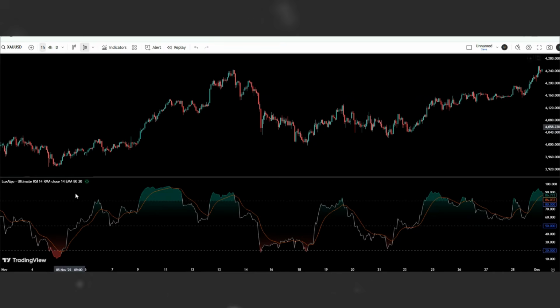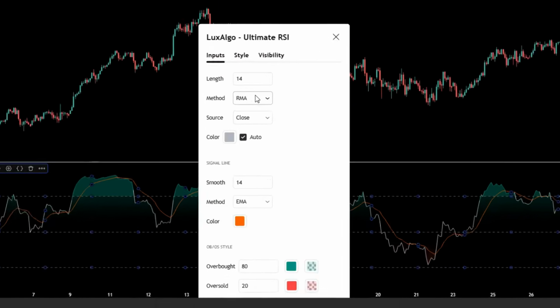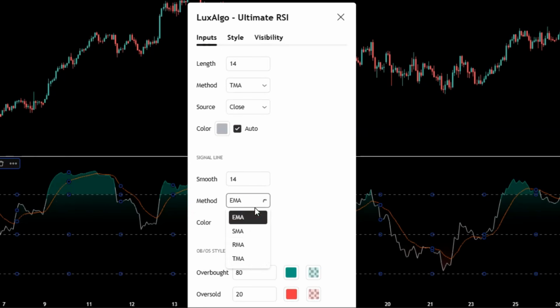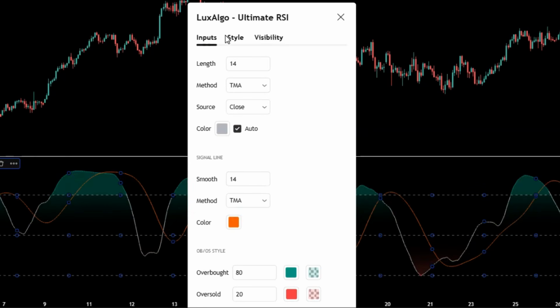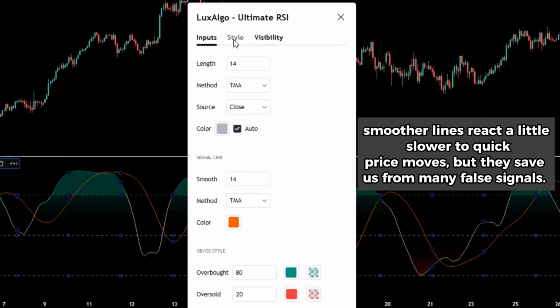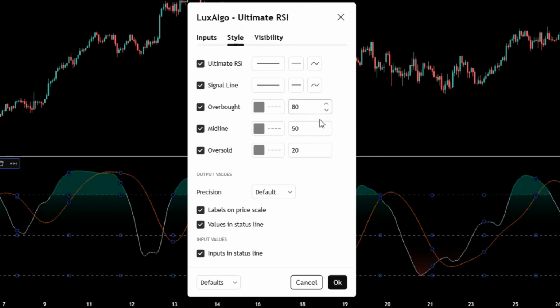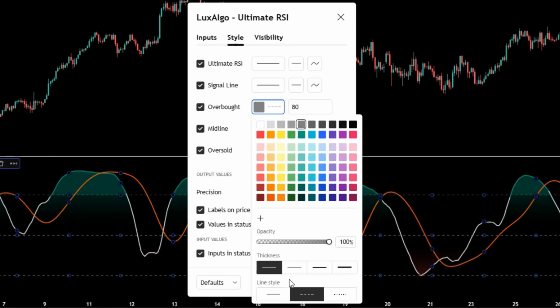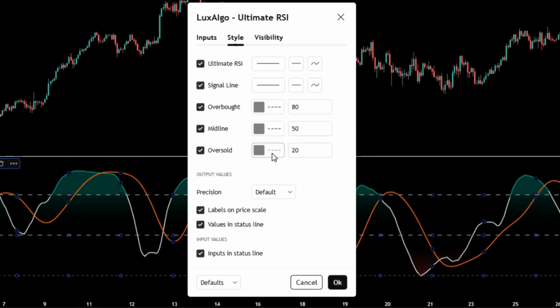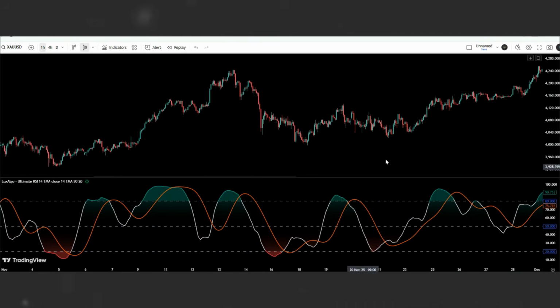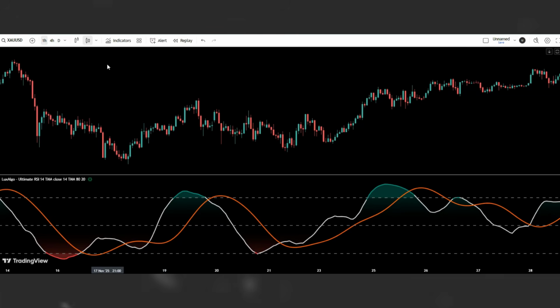Now let's make it even better. Open the indicator settings. For both the Ultimate RSI line and the signal line, change the method to Triangular Moving Average, TMA. This makes the lines smoother and easier to read. Keep in mind, smoother lines react a little slower to quick price moves, but they save us from many false signals. Keep the overbought at 80 and oversold at 20 and make the lines a bit thicker so they are easy to see on your chart. Okay, now the Ultimate RSI is set up perfectly and it's easy to read at a glance.